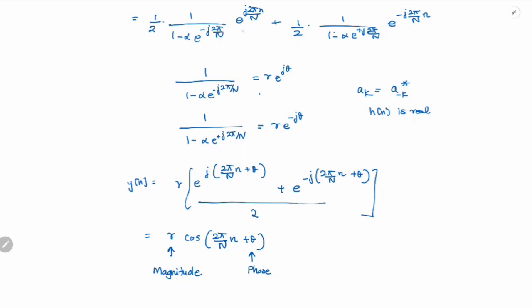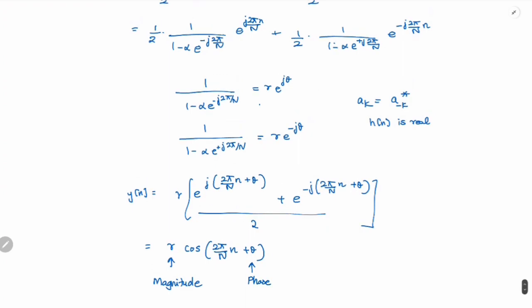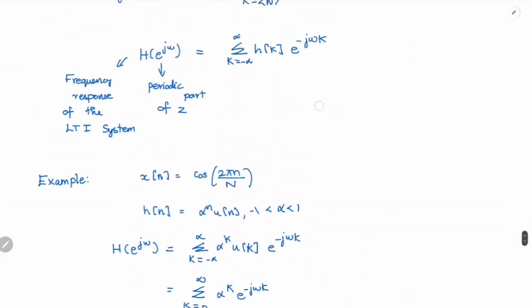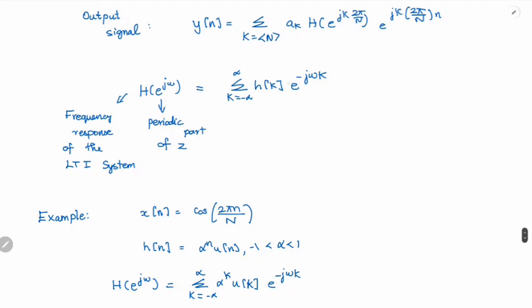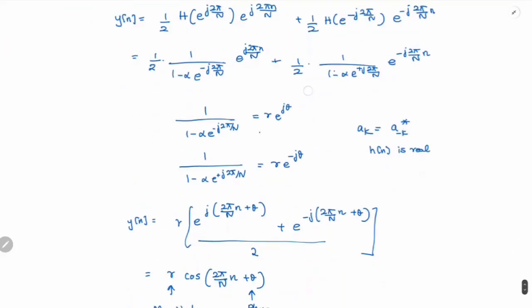Otherwise, these will have a different coefficient and we may not be able to combine them. Okay, so this was our example. And another thing, if you note with this H of e power j omega, so let me again write it down.